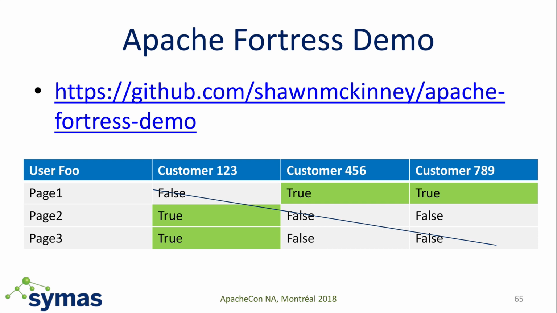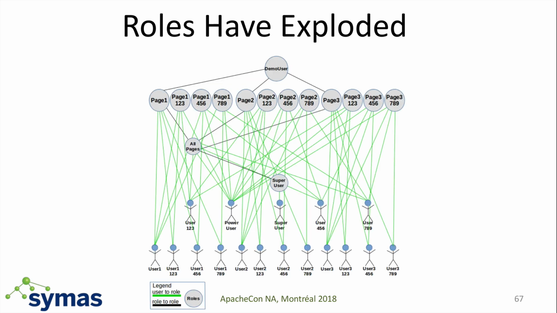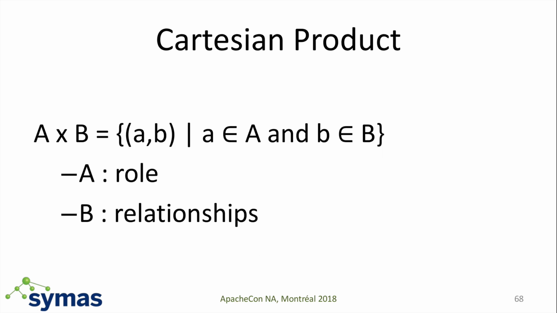All right, I already mentioned we still have a problem. What is it? There's something bad wrong I just showed you. Our roles are exploding, right? This is one of the caveats of RBAC. Exploding roles. What do I mean? The number of roles you need is the Cartesian product of the number of roles you need times the number of relationships.